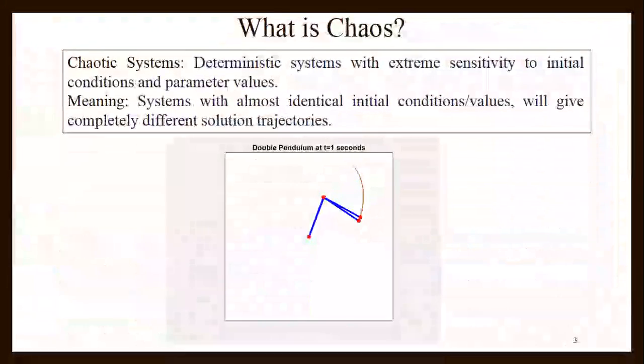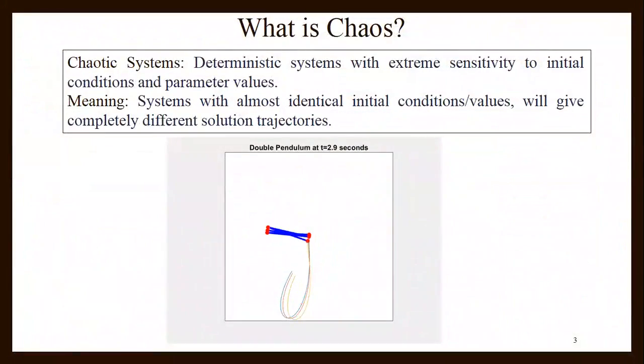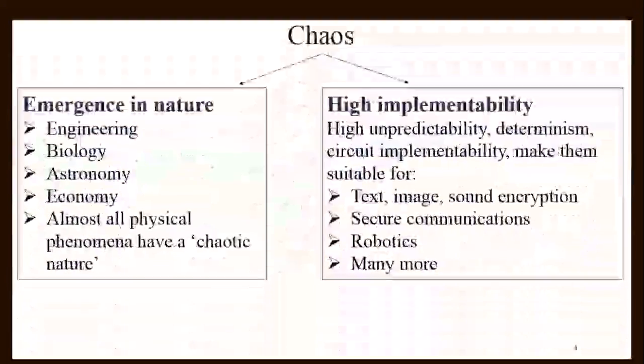So a few words about chaos. Chaotic systems are just deterministic systems with extreme sensitivity to initial conditions and parameter values, which means that systems with almost identical initial conditions values will give completely different solution trajectories.